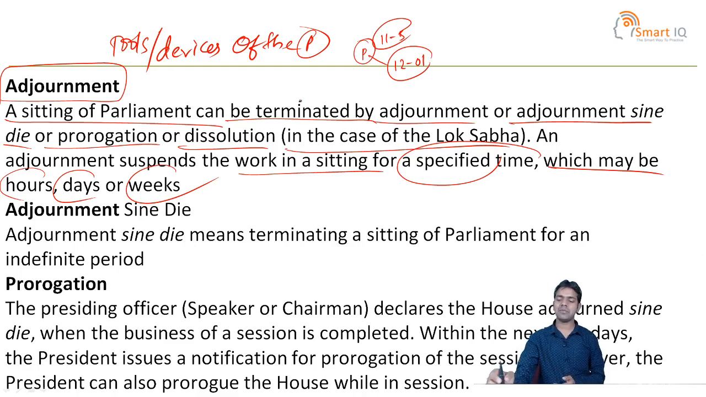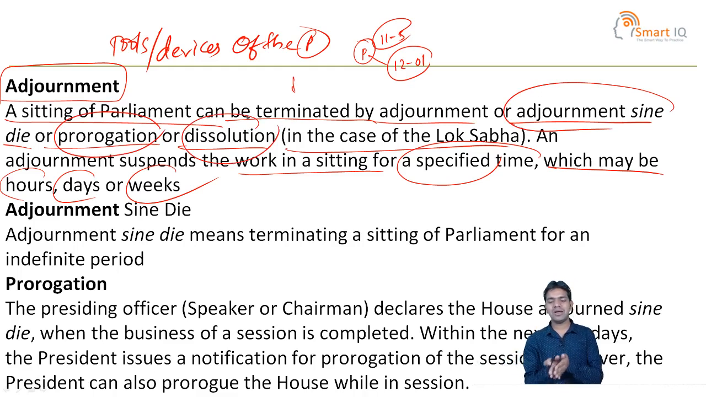The sitting of the parliament can be terminated, meaning ended, by adjournment, adjournment sine die, prorogation or dissolution. These are related to the adjournment or termination of the houses. In an adjournment, the work of the sitting is suspended for a specified time. Whenever the speaker adjourns the house, there is a specific time, maybe hours, days or weeks.